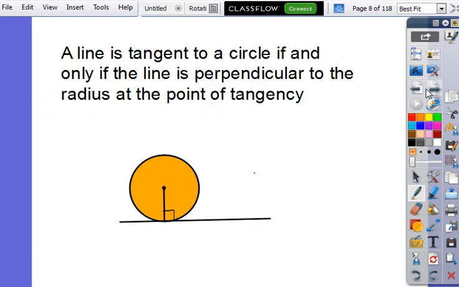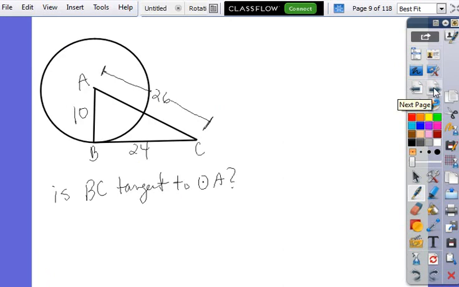The only way a line can be tangent to the radius is if it's perpendicular. So how would I determine if that's perpendicular or not? Pythagorean theorem. If I do Pythagorean theorem and it works, that means it's a right angle. If it's a right angle, it's a right triangle, which means it is perpendicular.